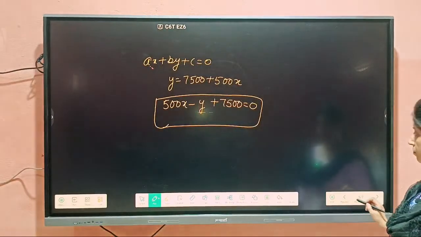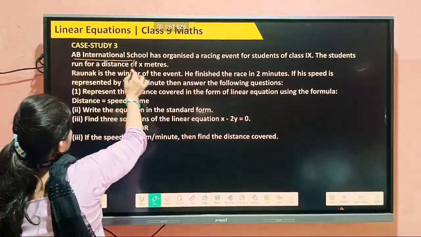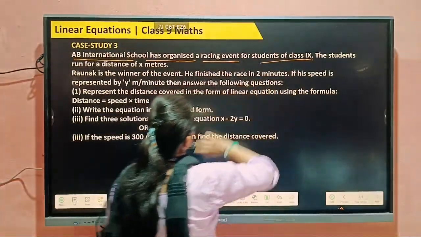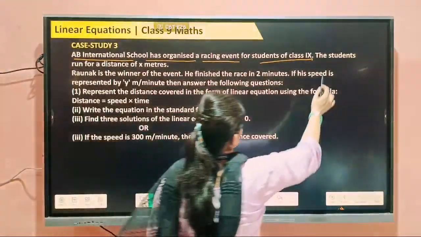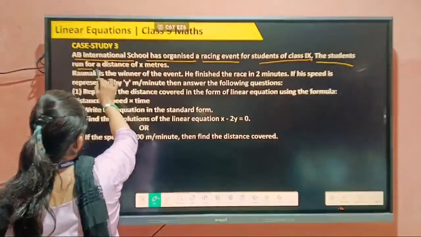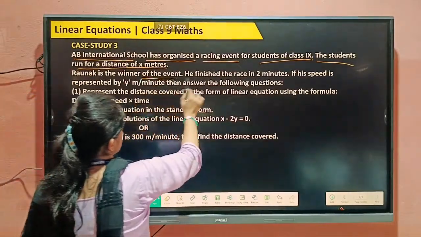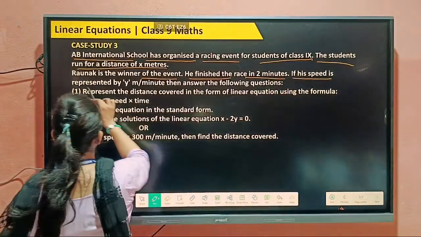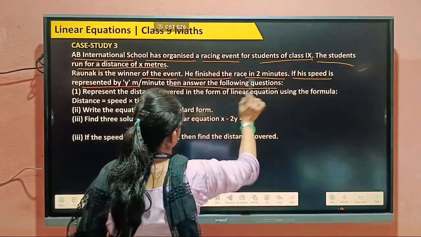Now next. AB International School has organized a racing event for the students of class 9. The students run for a distance of x meters. Ronak is the winner of the event. He finished the race in 2 minutes. If his speed is represented by y meter per minute, then answer the following questions.